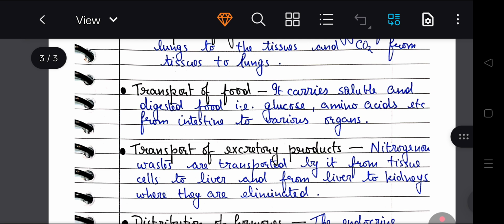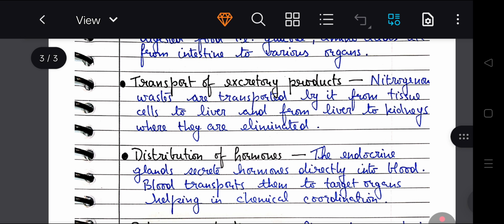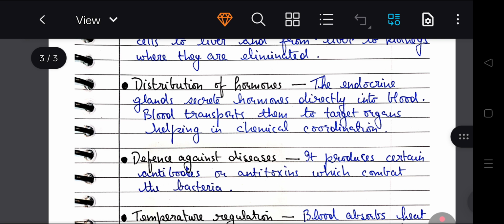Transport of excretory products. Nitrogenous wastes are transported by it from tissue cells to the liver and from the liver to the kidneys, where they are eliminated outside the body. Blood also helps in the distribution of hormones. The endocrine glands secrete hormones directly into blood. Blood transports them to target organs, helping in chemical coordination.